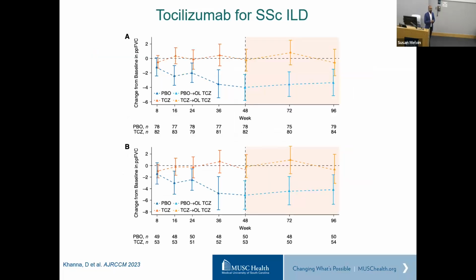The latest drug treatment that we have for progressive systemic sclerosis associated ILD is an IL-6 inhibitor called tocilizumab. This is part of the FOCUS trial that came out a few years ago. Here we are looking at the lung function trajectories in a group of patients who were on treatment as compared to those who were not on treatment.